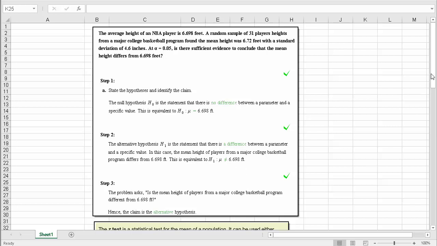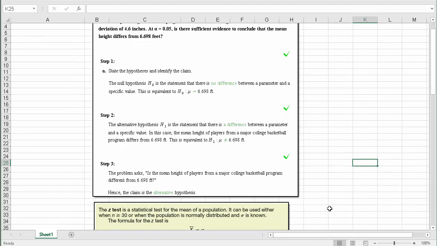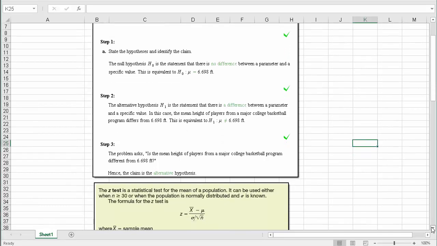All right, let me slide down. Step 3 says, is the mean height of players from a major college basketball program different from 6.698 feet? So we have the claim of the alternative hypothesis. Or in other words, the claim is the alternative hypothesis. So let me slide on down.